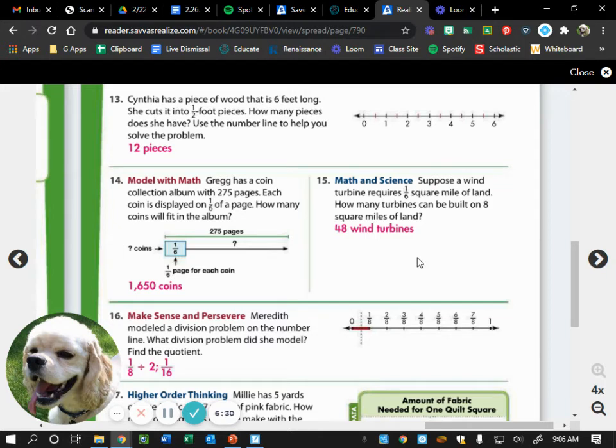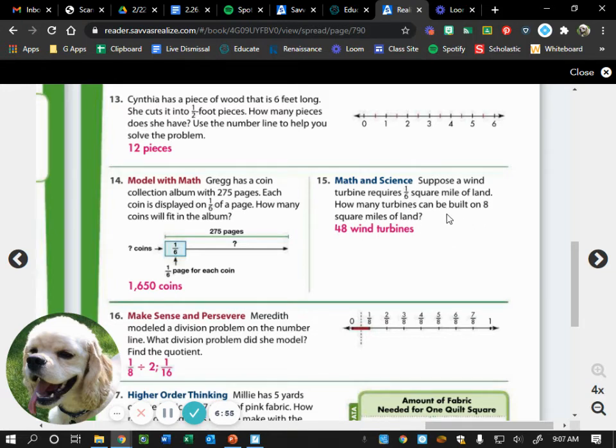So number 15 said, suppose a wind turbine requires 1/6 square mile of land. How many turbines can be built on 8 square miles of land? So what we're doing is we want to see how many 1/6 square miles of land are within 8 square miles of land. So we would take 8 and divide it by 1/6.